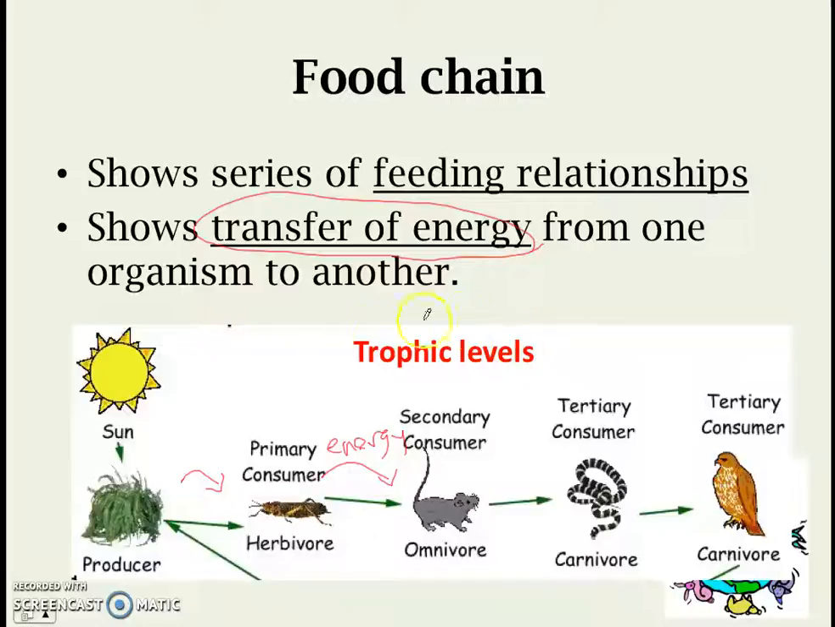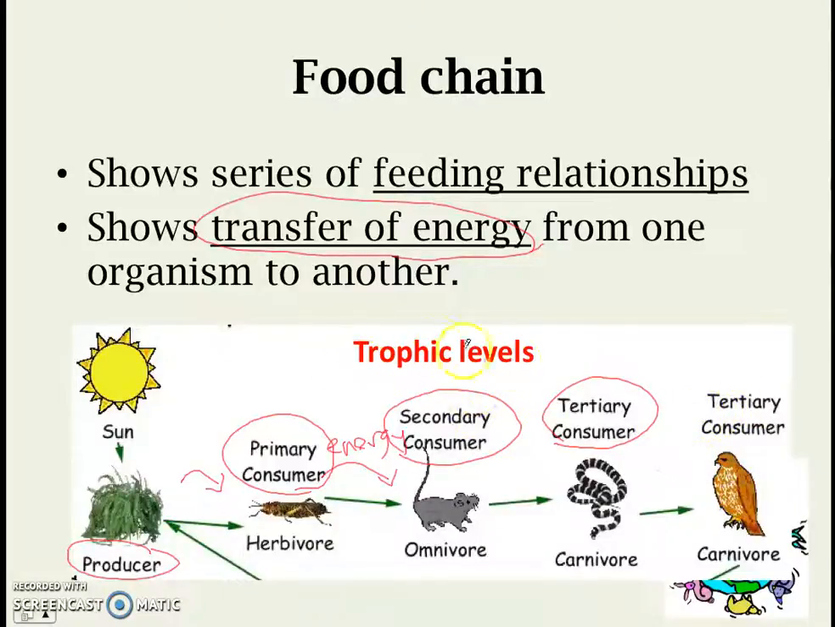Now this new term here, trophic level, it refers to the position of an organism in the food chain. So for example, this plant, its trophic level is a producer. This grasshopper's trophic level is a primary consumer. It is what feeds on the producer. Then this mouse, he is a secondary consumer, which feeds on the primary consumer. And then finally, the tertiary consumer feeds on the secondary consumer. And anything beyond the tertiary consumer, we usually just call it a tertiary consumer.